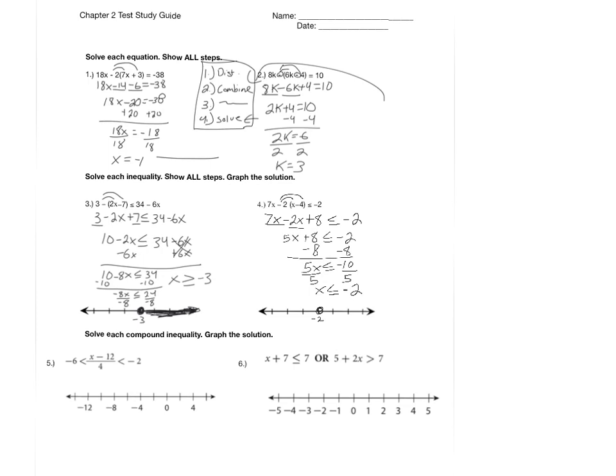So we're starting on negative 2. We have a closed circle because it's less than or equal to, and because it's less than, we are going to the left.